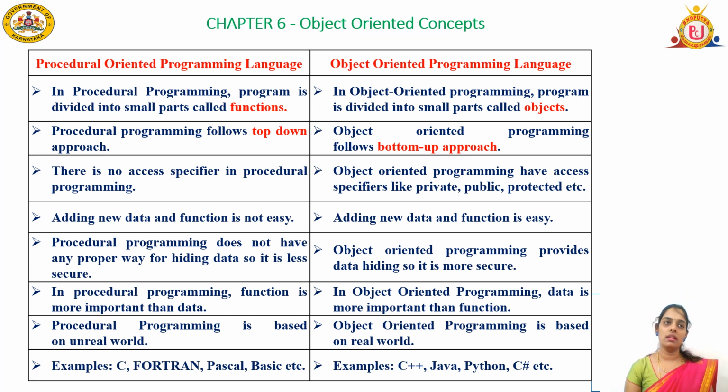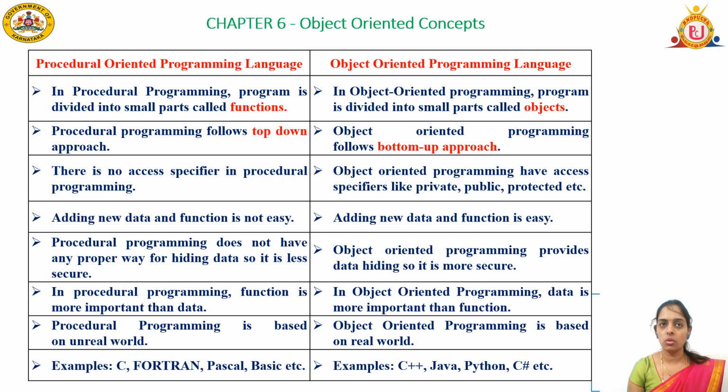As we have already seen the definitions of procedure-oriented programming as well as object-oriented programming, now let's see the difference between these two. Let me go one by one. The first one: in procedure-oriented programming, programs are divided into smaller parts which are called functions. That means large programs are divided into smaller programs known as functions. Functions are nothing but a set of instructions which perform a particular task.